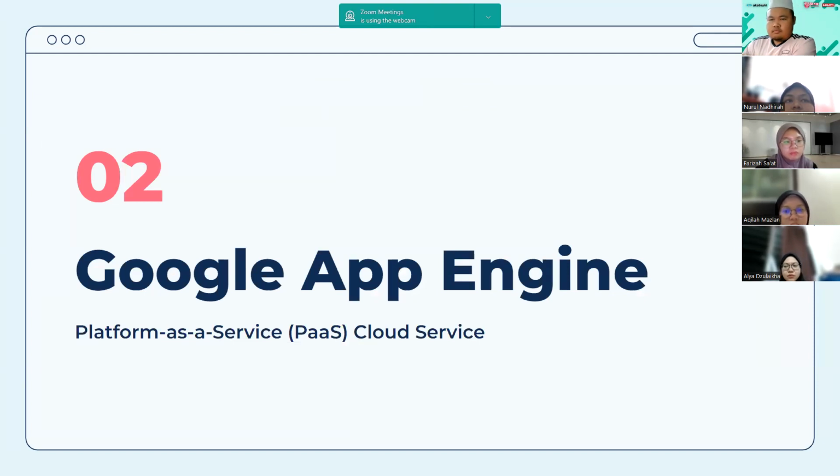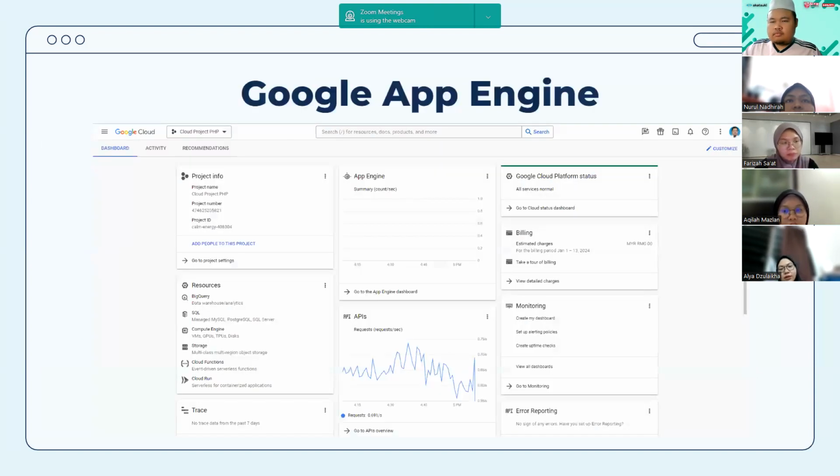Okay, thank you, Farizah. Next, I will be explaining about the Google App Engine. For the Google App Engine, I will be explaining the dashboard. The first one is the project info. It displays essential project details like project ID, number, creation time, and it may include additional metadata. The next one is the resources. It offers detailed breakdowns of resource usage, including the CPU, memory and storage metrics. This function enables fine-tuning of resource allocation for optimal performance and cost efficiency.